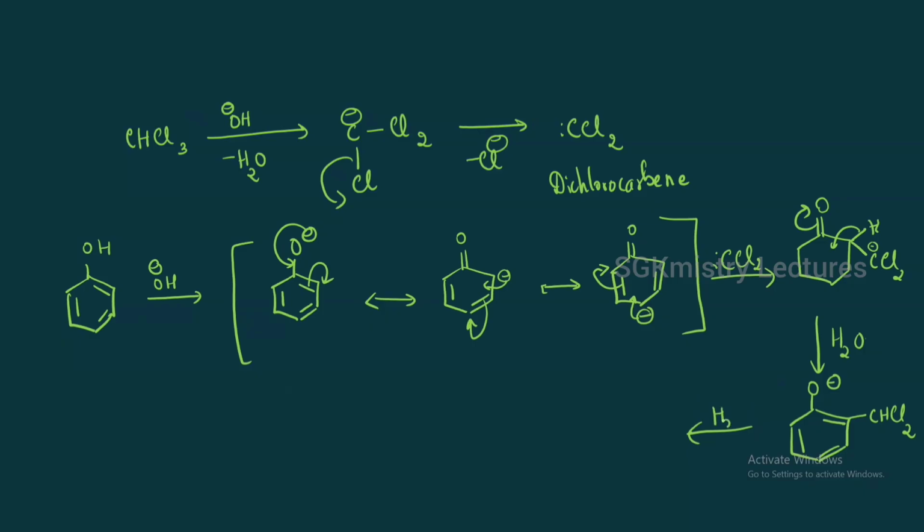So this on hydrolysis in the basic conditions, of course, you're going to get here OH and CHO. So that is the final product, that is salicylaldehyde. Okay. So this is how we obtain the final product, salicylaldehyde, by taking phenol as the starting material and by making use of chloroform in the presence of a base.